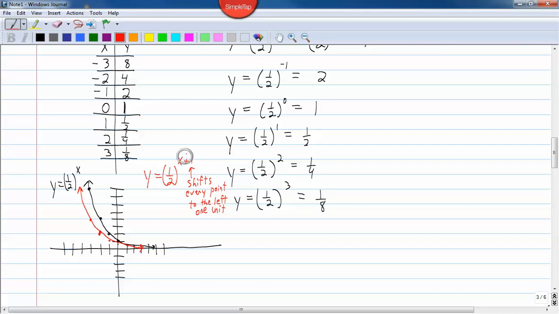Now what do you think happens if I subtract 1? Usually with subtraction you may think left, but it would just take every point of y equals 1/2 to the x and shift everything to the right. Okay, so if you have plus in the power, you shift that many units to the left. If you have minus in the power, you shift that many units to the right. Again, it's probably the opposite of what you would think, but that's the way that it works out.